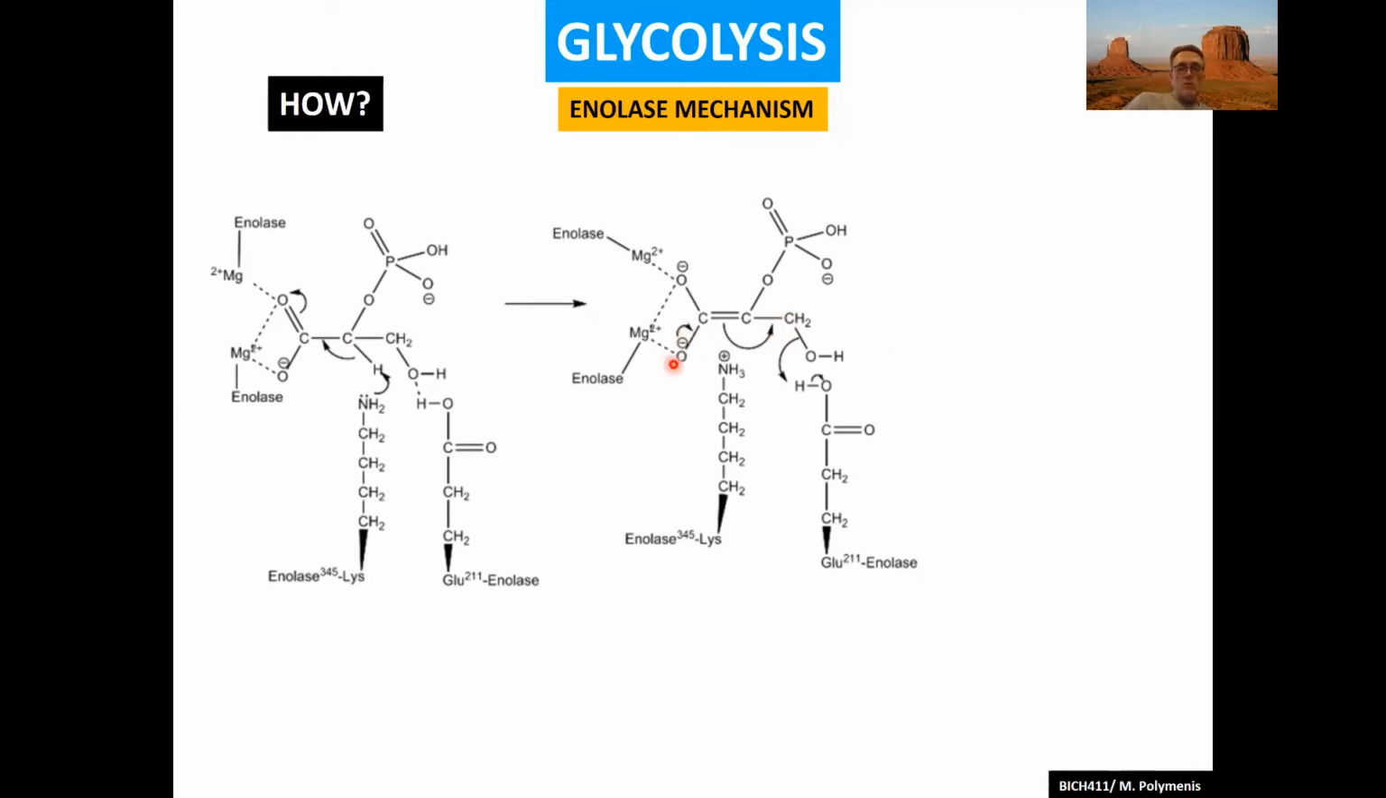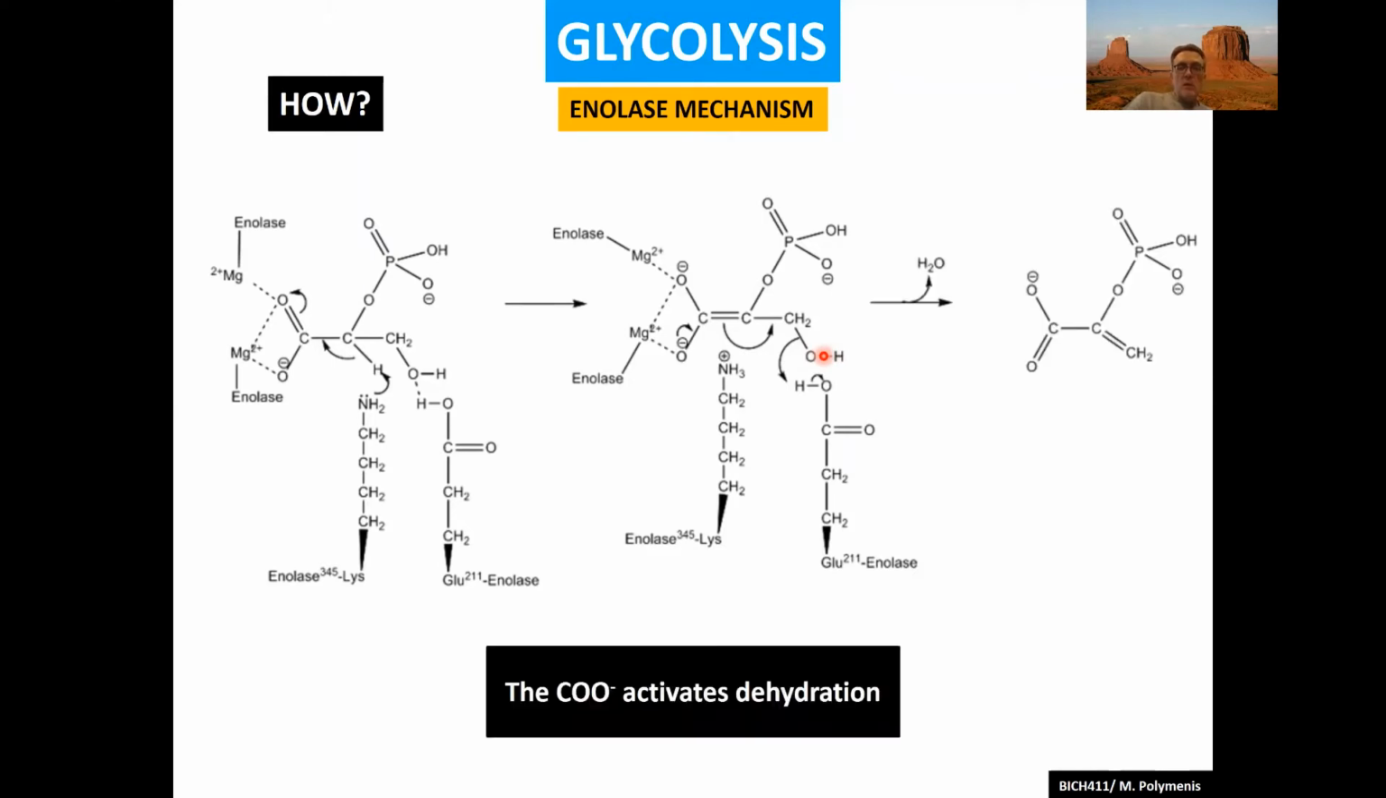You can follow the electrons from this oxygen. They regenerate the carboxyl group, and the double bond moves over to the next position. And for that to happen, the hydroxyl group has to leave also. And it does. That's how you remove water, and you have built phosphoenol pyruvate.